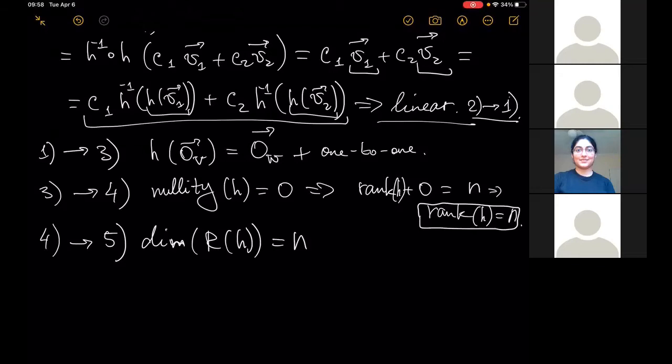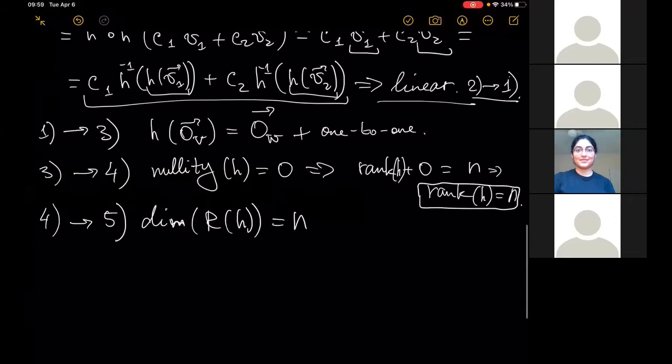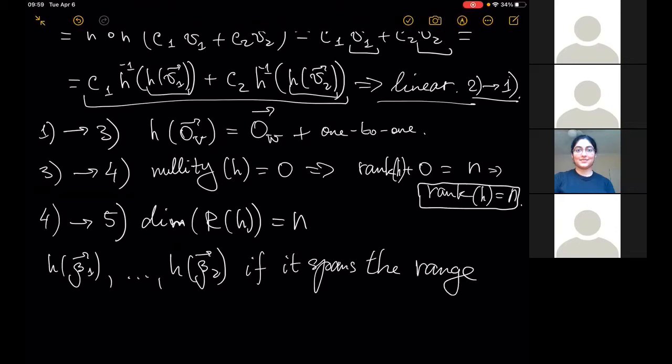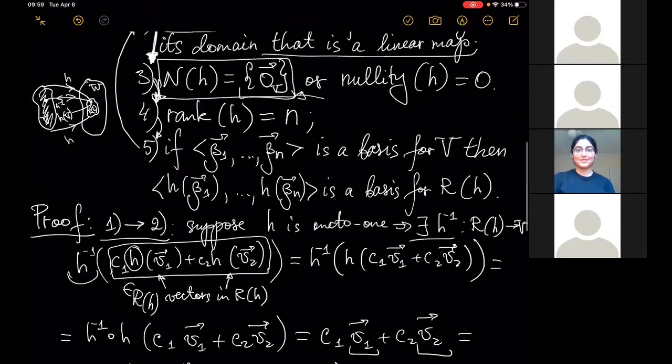So essentially, if I show that H beta 1, H beta 2, and so on, where beta 1, beta 2 form a basis in the domain, span the range, then immediately I get that this is a basis. So I need to show that this is a basis.